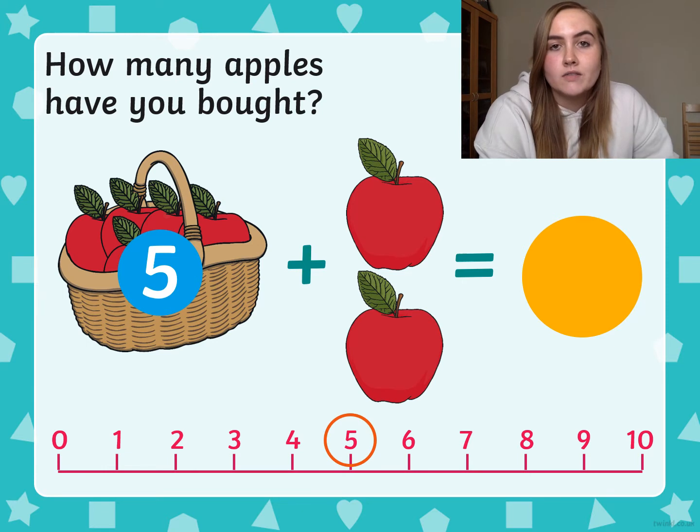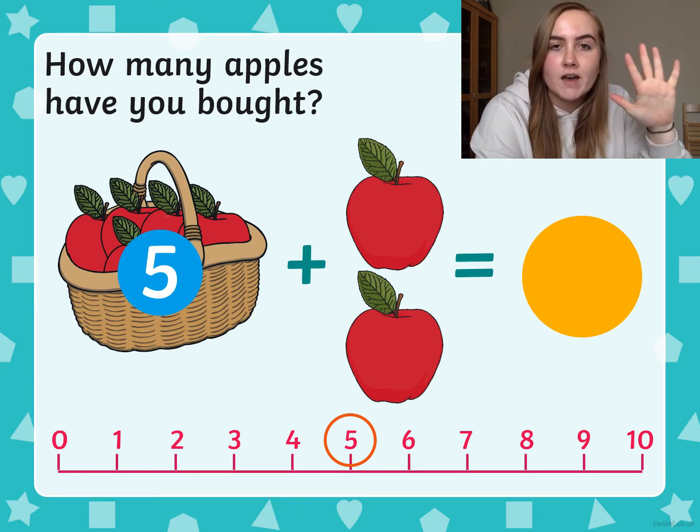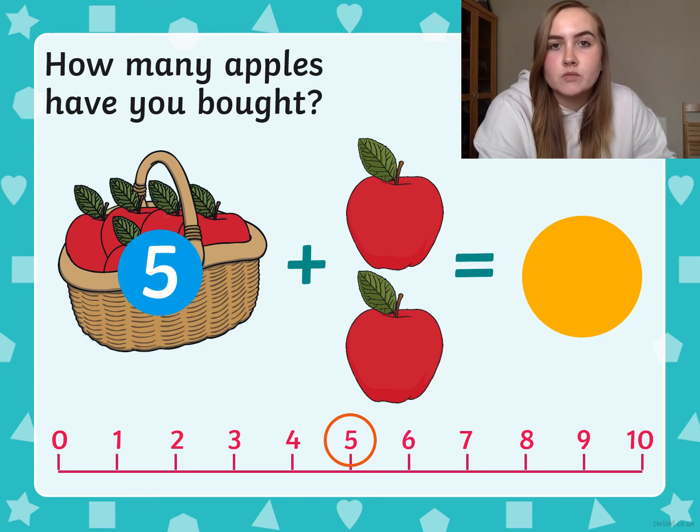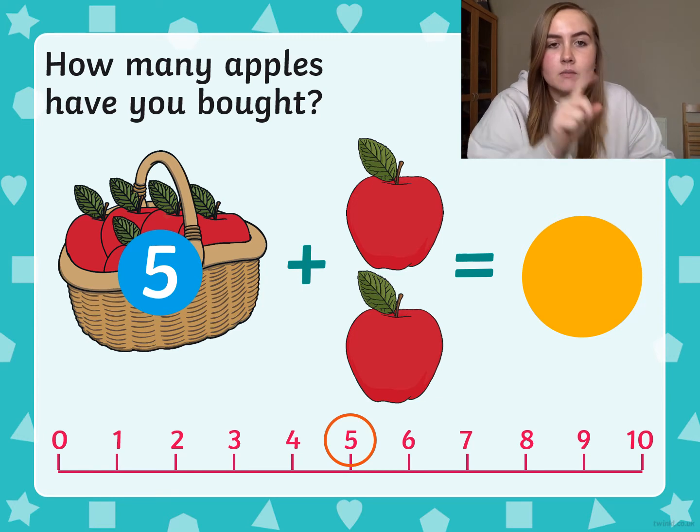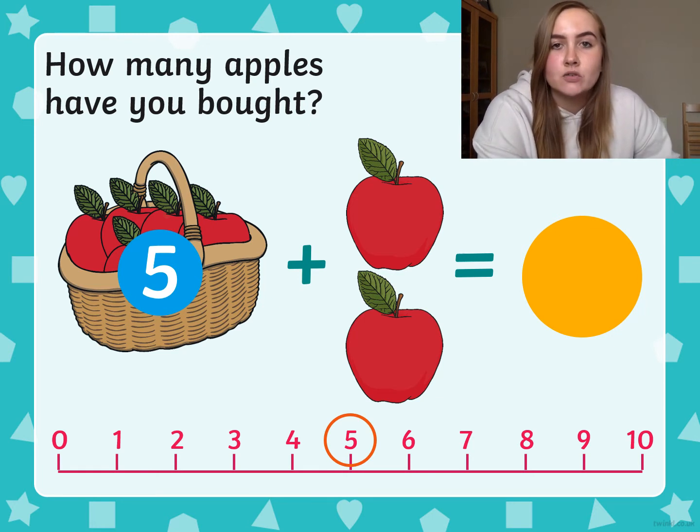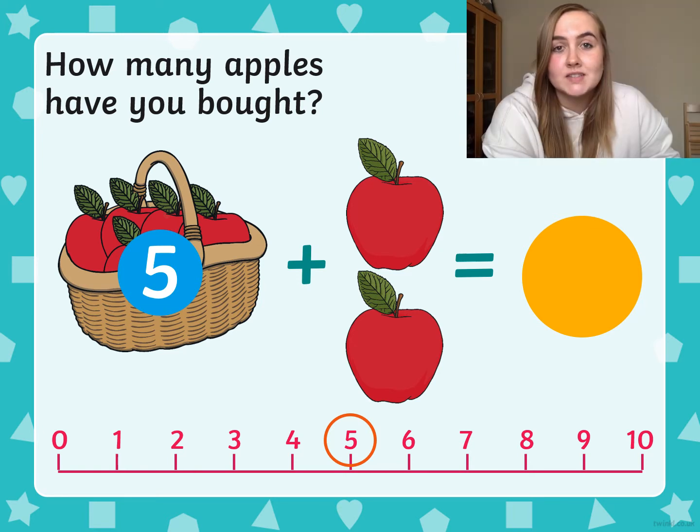So we know in our first group there are 5 apples. And then in our next group we need how many? Let's count them. 1, 2. So we need 2 apples. So hopefully you've got 2 apples or 2 objects in your next group. So if we put them all together, how many do we have? As you can see on the number line, the number 5 is circled.